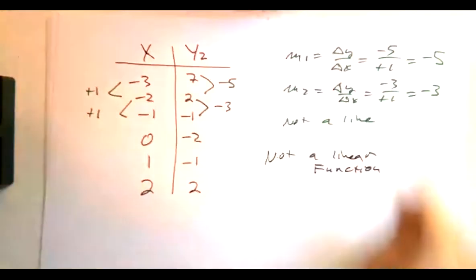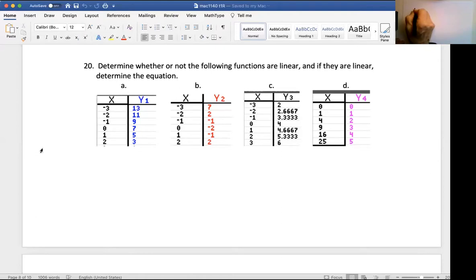Okay, let's take a look at our third example. We have y3. So we've got x and y. And again, the changes in x are always the same. -3, -2, -1, 0, 1, 2, 3. And then I have 2.67 basically, which is really 2 2/3. 3 1/3 really. 0 is 4. 1 is 4 2/3 basically. Next one is 5 1/3. And then the last one is 6.